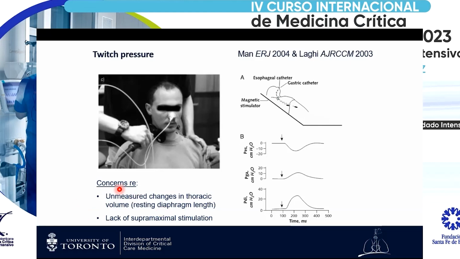And there's also technical problems that result. If you don't take careful measure of the changes in thoracic volume, you can get results that are invalid. And it's always challenging to know that you really have achieved supramaximal stimulation, which would allow you to really know about muscle function. So in practice, we don't necessarily do this, where we're trying to maximally stimulate the phrenic nerves and see what happens with the diaphragm contraction.